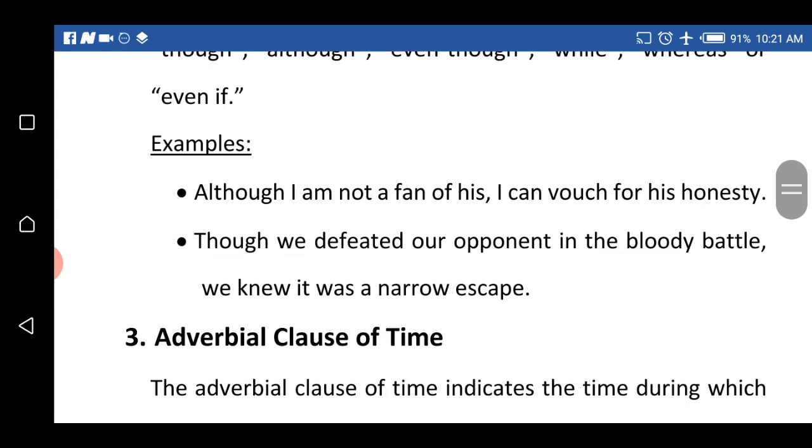Examples. Example 1. Although I am not a fan of his, I can vouch for his honesty. Example 2. Though we defeated our opponent in the bloody battle, we knew it was a narrow escape.